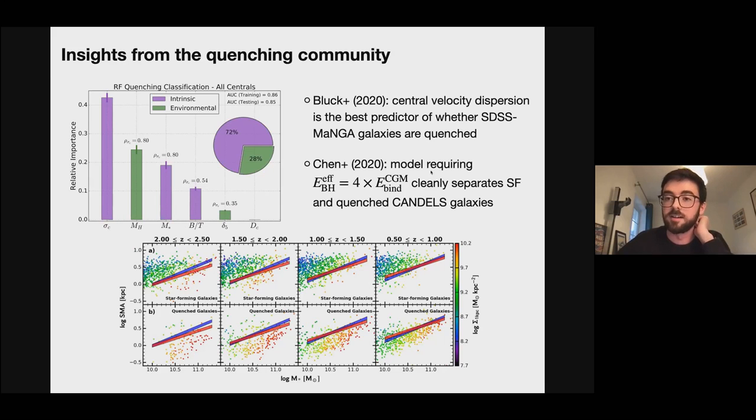And so similarly, I actually just 2 hours ago was listening to a talk by Sandy Faber about this paper. So this paper by Zhu Chen, they build this toy model for quenching that requires that the black hole is effectively coupled 4 times the CGM binding energy to its surroundings in order to quench galaxies. And they find that this toy model very nicely and cleanly separates star-forming and quenched galaxies in the CANDELS fields. So these ideas of clearing the CGM are really picking up some speed.